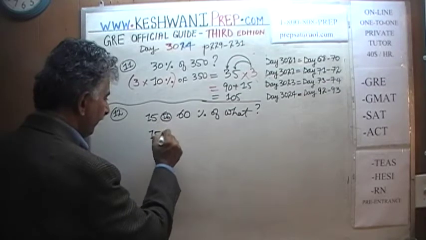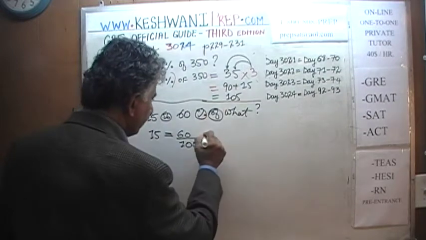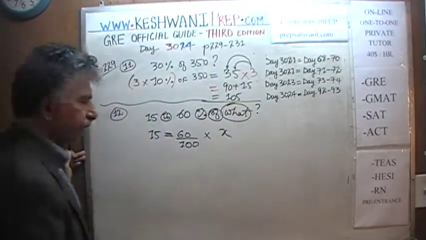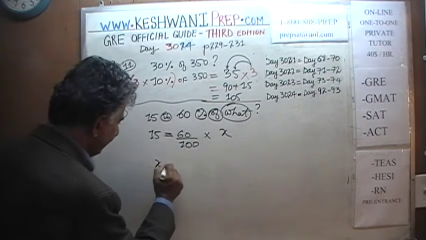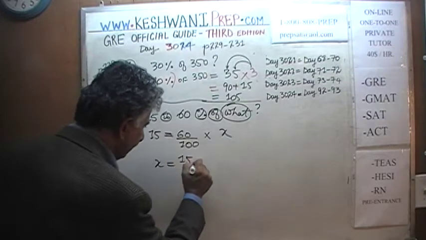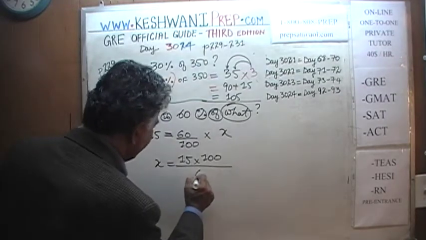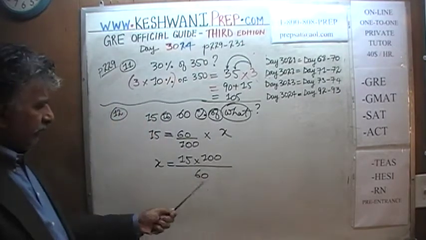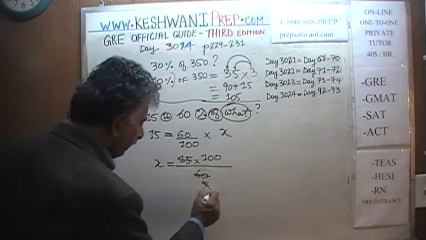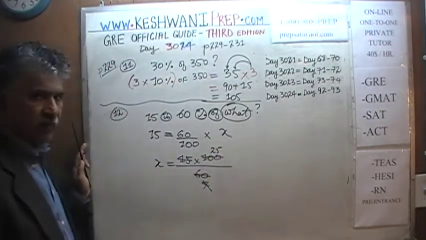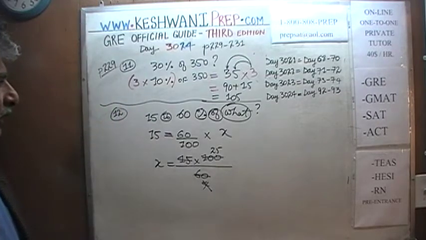15 is means equal, 60% means over 100, of means times, and what is our unknown? We can reduce it here, or we can cross multiply and then reduce it. Let's separate the x. So 100 times 15, don't write it as 1500, just leave it like this, over 60. Let's divide top and bottom by 15. 15 goes away, and 60 has 4 15s. Let's divide top and bottom by 4. 4 goes away, and 100 has 25 4s. 25 4s are 100, of course. That's it. X equals 25.